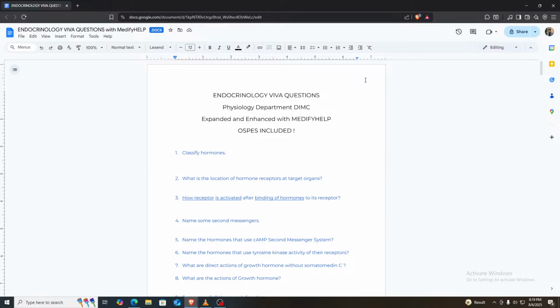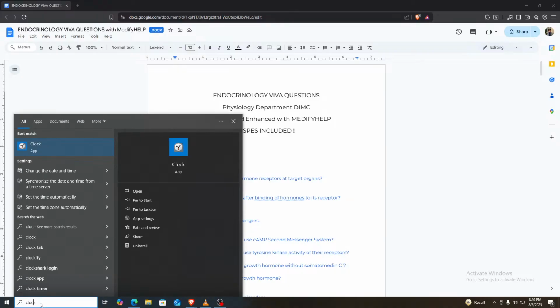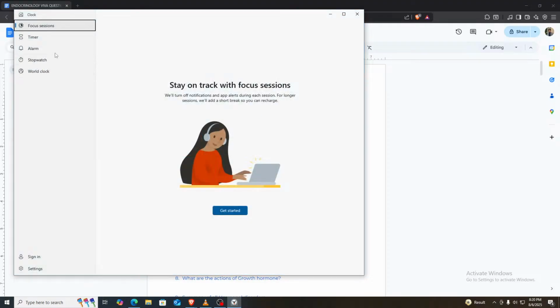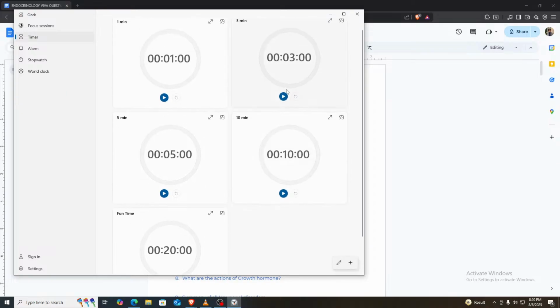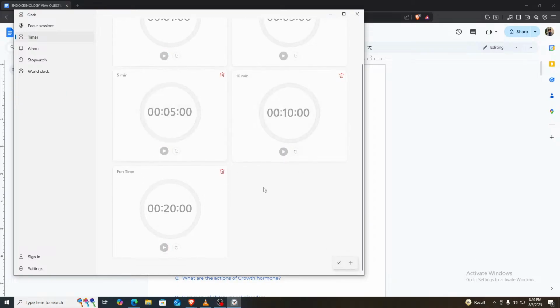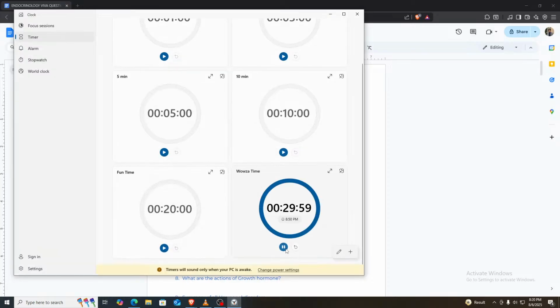So I have until 8:50, and we're going to spend these 30 minutes together working on the Physiology VIVA document. I'll just have a 30-minute timer, just for giggles. So 30 minutes. Let's make a new one, and we'll call this Wowza time. Let's get started.